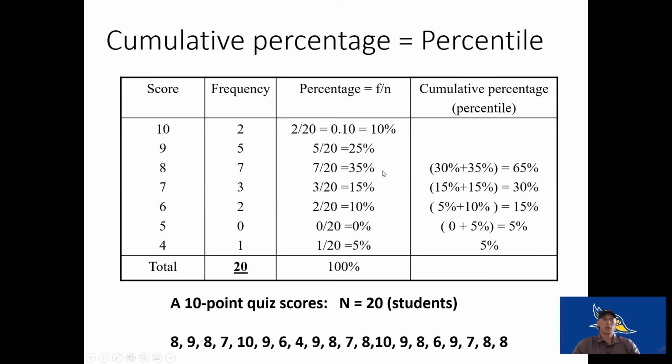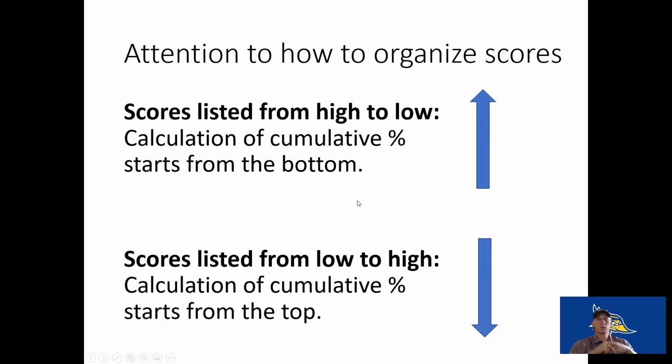And then we add in 8, 9, and 10. So scoring 10 out of 10 would be the 100th percentile, so you're better than 100% of the individuals. A 9 would be the 90th percentile. You scored better than 90% of the individuals. Okay, and so on and so forth. This is why we organize scores in this way, high to low or low to high.